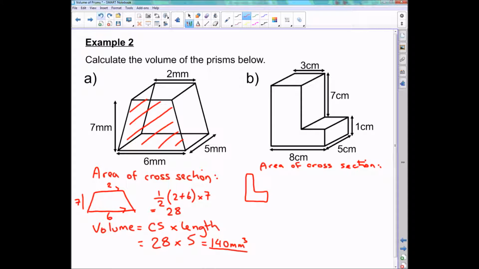So there's my L, and I need to make sure that I've got all of these distances on. So first off, I want 3 at the top here. 7 is this first height down here. 1 is my second height, and I've got 8 down the bottom.